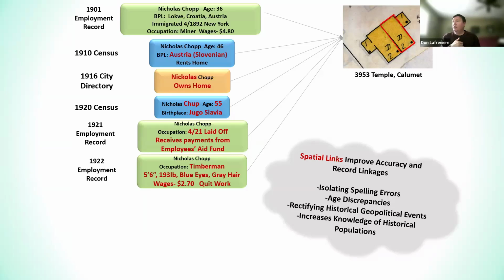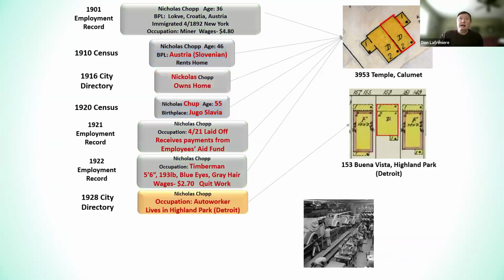The spatial links improve accuracy. They isolate those spelling errors, the age discrepancies. They help rectify some historical geopolitical events that are going on and help us overall increase the knowledge of the historical populations in which we're trying to study.